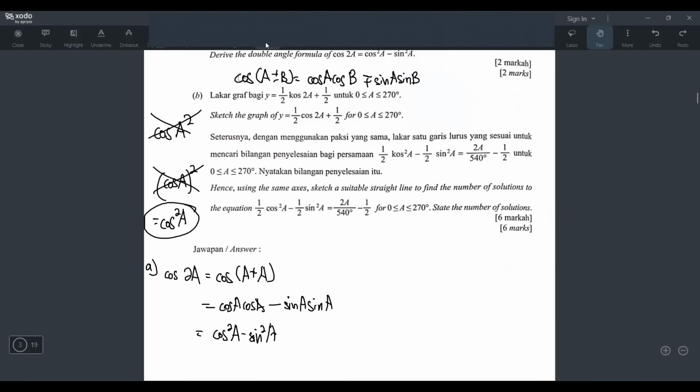Okay, they said derive, right? So I'm gonna write derived. Yeah. So from the left hand side, I already changed to the right hand side. So that's the answer. Okay, that's all. Now we can do part B. So let's see part B.